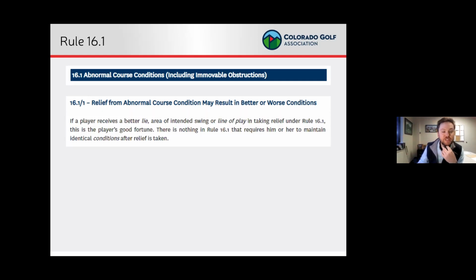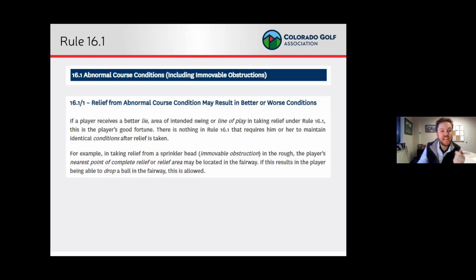So it says if a player receives a better lie, area of intended swing or line of play when taking relief under Rule 16.1, this is the player's good fortune. There's nothing in Rule 16.1 that requires him or her to maintain identical conditions after relief is taken from something that is identified in 16.1. For example, in taking relief from a sprinkler head in the rough, let's say it's a foot in the rough, the player's nearest point of complete relief or relief area may be located in the fairway. So when we look at that one club length from relief here, again, that's a 43-inch area for me. That's a lot of room. If this results in the player being able to drop the ball in the fairway, this is allowed. This is still the general area.